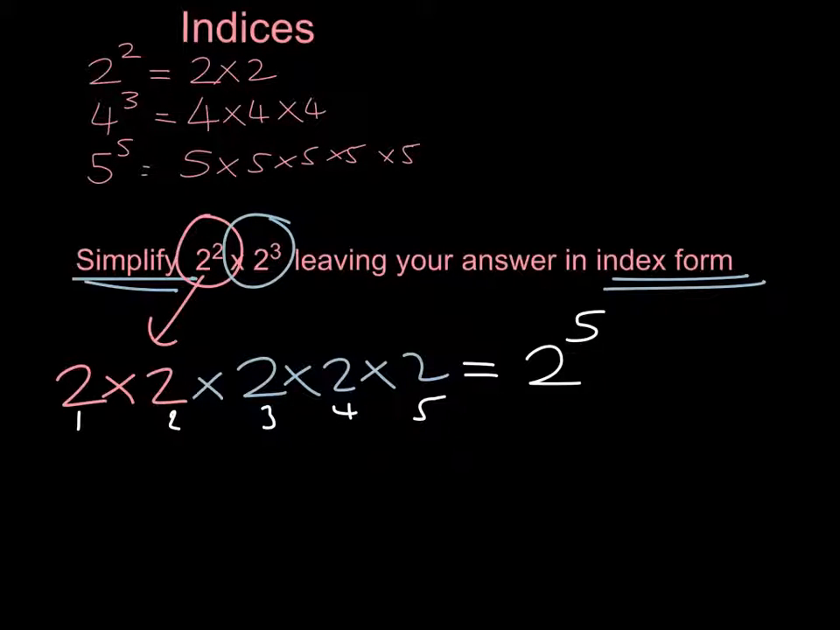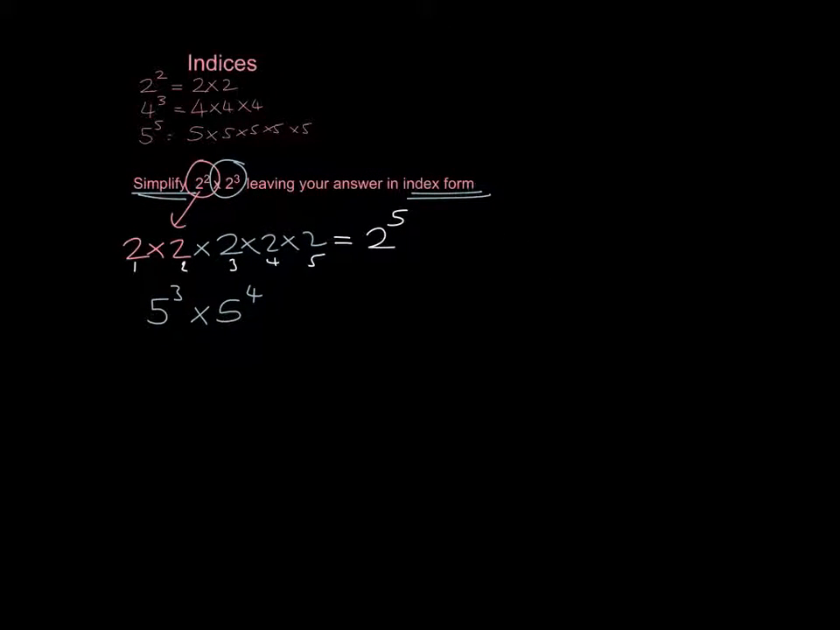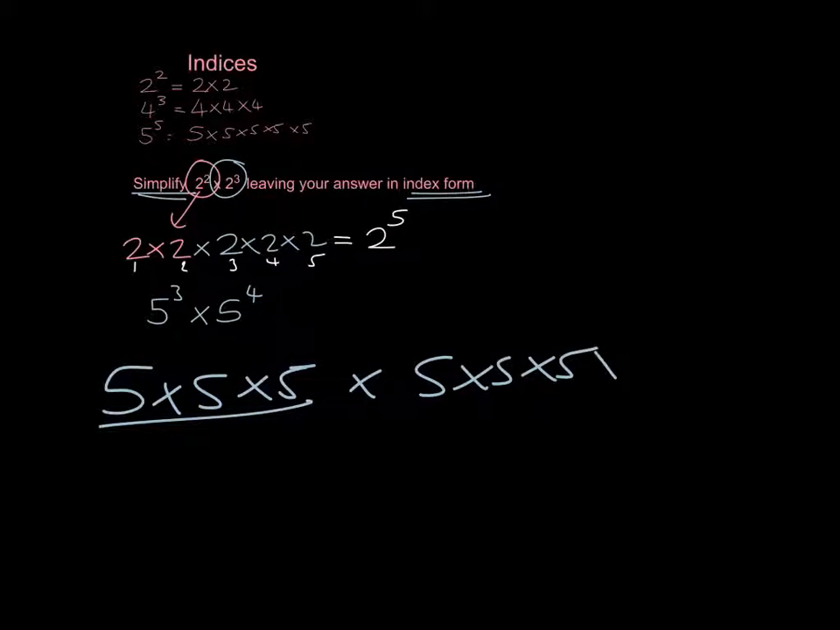Likewise, if the question was 5 to the power of 3 times 5 to the power of 4, you'd just be patient and write it out. So it's 5 times 5 times 5, that's the cubed, times 5 times 5 times 5 times 5, and that's 5 to the 4. Counting how many there are: 1, 2, 3, 4, 5, 6, 7. 5 to the power of 7.